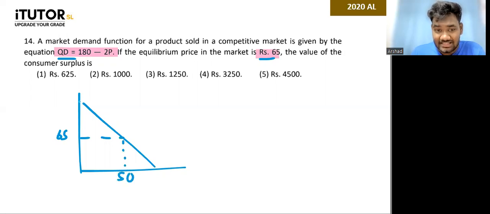How much is your maximum demand price? The price when QD equals 0. That has to be a 90. Right? I'm not showing you each and every step now. So how much is our area? Half into how much is this? 25 into 50. So you have to get a 625. Is that okay, guys? Can you all find a simple question like that?